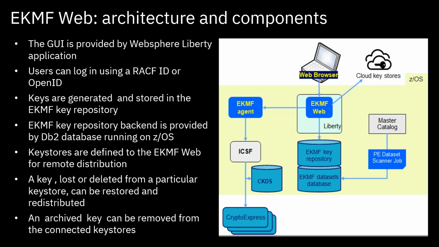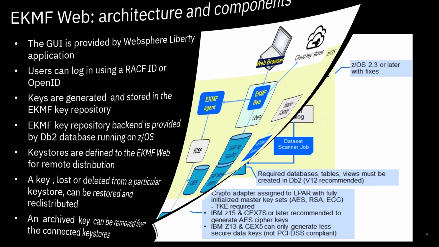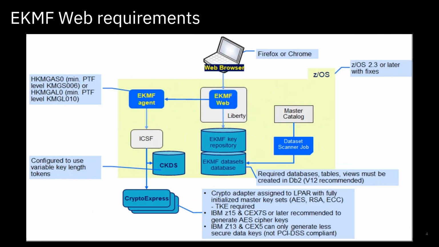Target key stores are defined to EKMF Web for remote distribution. Based on policy defined in key templates, keys are distributed to the key stores whenever they may be needed. If a key is lost or deleted from a particular target key store, EKMF Web can restore the key by redistributing it. If a key needs to be archived or deleted, EKMF Web can remove the key from the connected key stores.